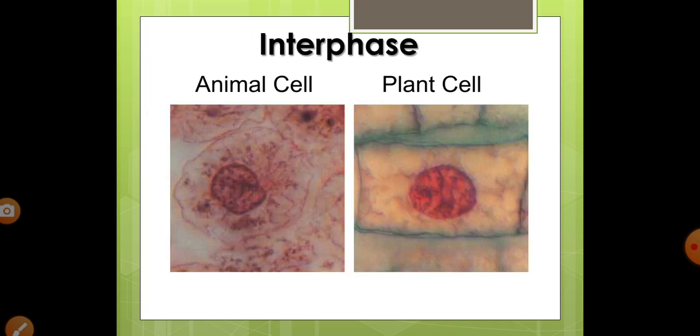We can see the animal cell and the plant cell. There is a difference between them: a cell wall is present in the plant cell, which is made up of cellulose, whereas it is absent in the animal cell.